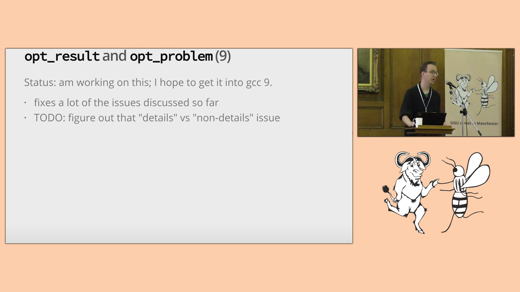So that's something I've been working on. I would like to get this into GCC 9. I think it's a big usability win. But there's some details to be thrashed out. There's the whole details versus priority messages, how you express that at the API level, and how we express it at the command line argument level.